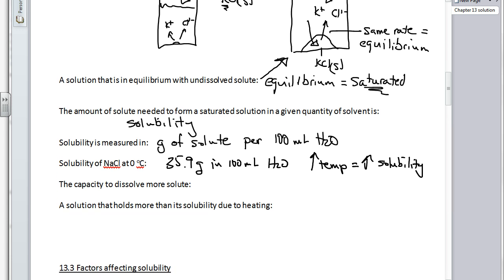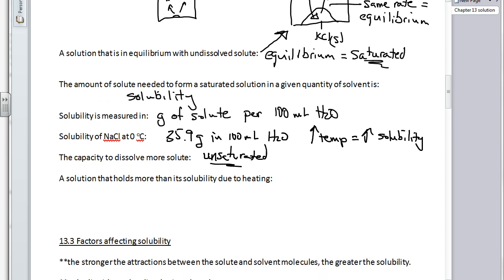Now, let's say you have a capacity to dissolve more solute. If you are at the max amount of solute that you can dissolve, we call it a saturated solution. We were at that equilibrium. But let's say you were at that first example they gave up there with the potassium chloride. This is going to be unsaturated. If we want to dissolve more, we call that unsaturated. It still has the capacity to dissolve more. And the next thing is, if you have a solution that holds more than the solubility, because you've heated that solution up, that is typically called supersaturated. Supersaturated. That's a U right there.